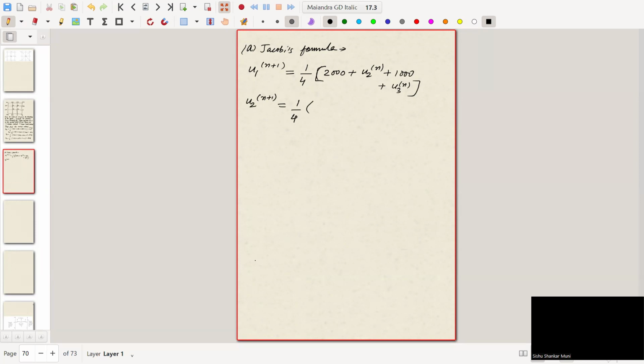Eyeball the grid and check whether it is matching with your formula. And u2 n plus 1 as starting point is the important guess, because you are framing a general architecture here.